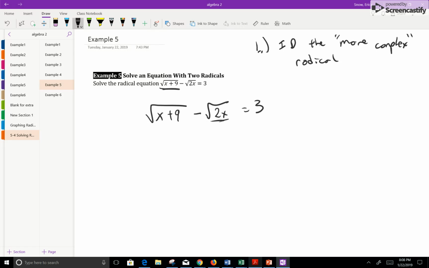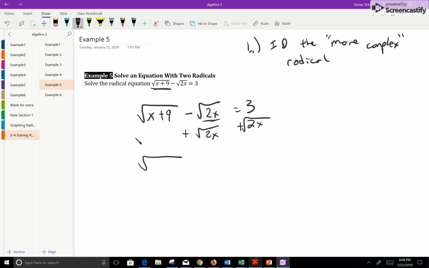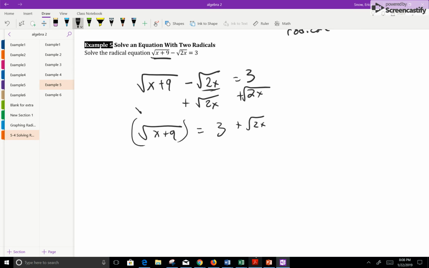And so when we move that over and we square it and do things with it, it becomes a lot easier to deal with. So I'm going to add the square root of 2x to both sides. So we get the square root of (x plus 9) equals 3 plus the square root of 2x. And then from here, the steps are pretty much the same. We square both sides, right? So that means we get, whoops, not a square root there because they cancel. So x plus 9 equals, and then this part becomes 9 plus 6 square root of 2x plus 2x.